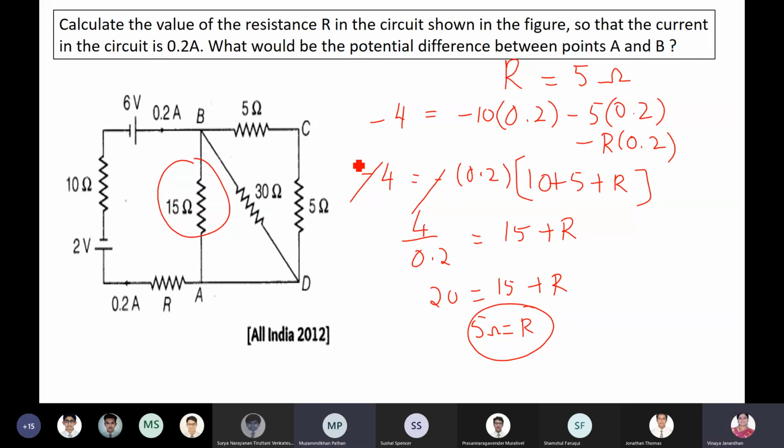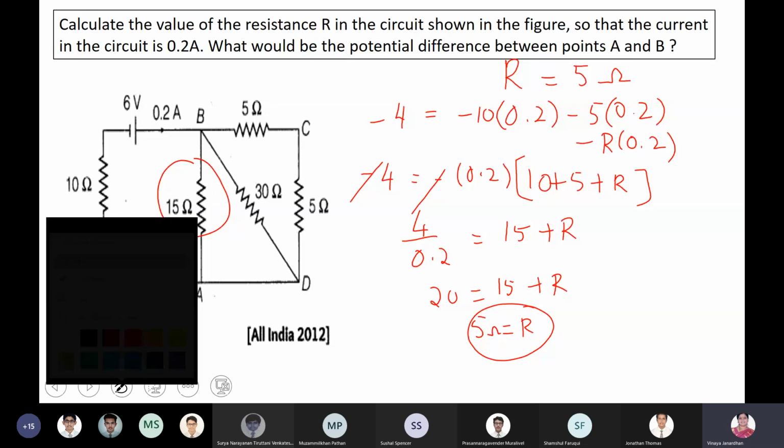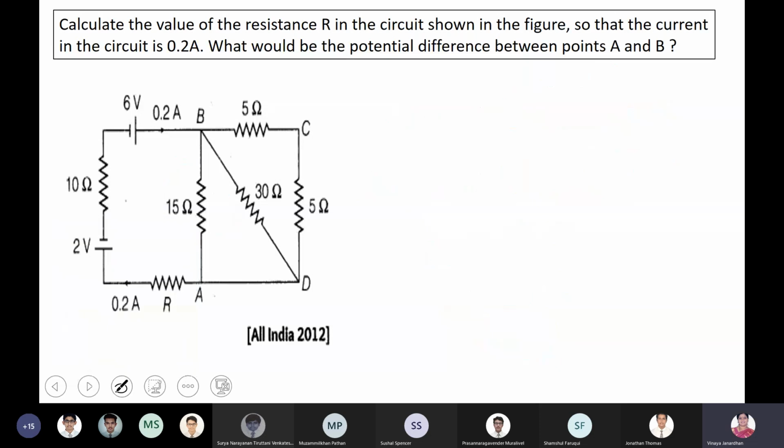Shall I go for that, boys? Shall I erase this? Shall I erase the working of R is equal to 5 ohms? Fine. So let me erase this and then we'll go for it. I'm drawing only the arm AB. Here, the current is 0.2 ampere.